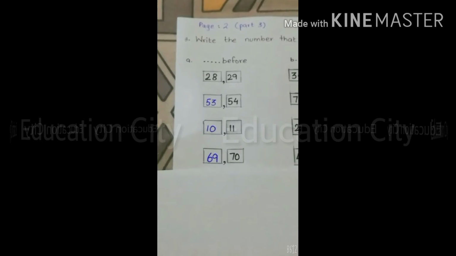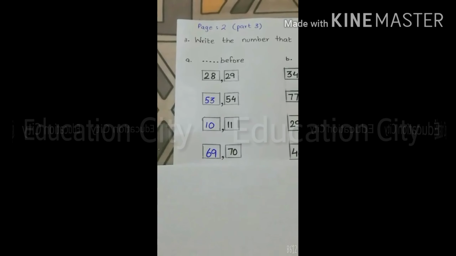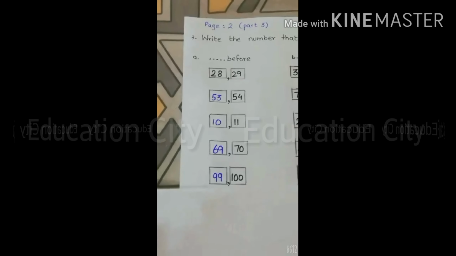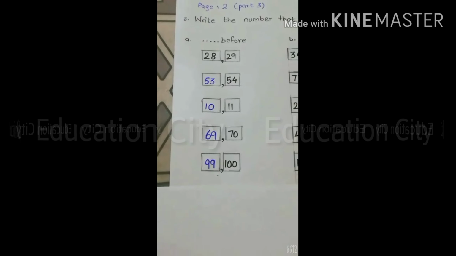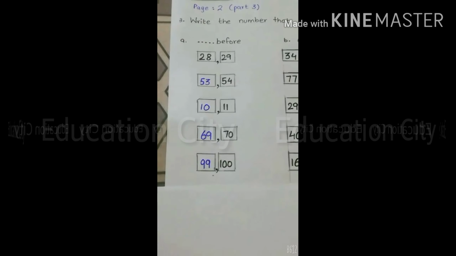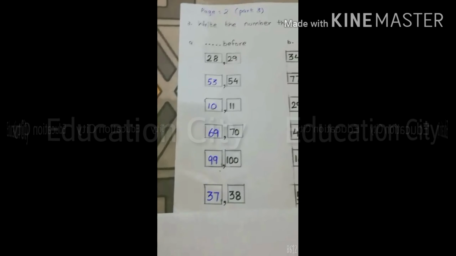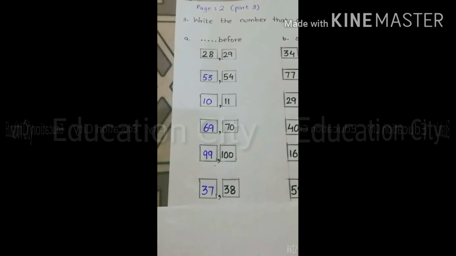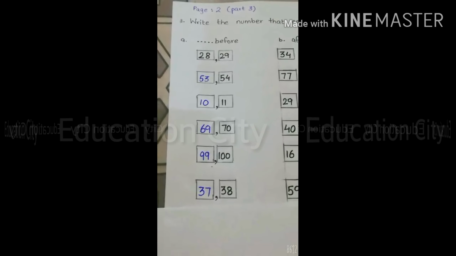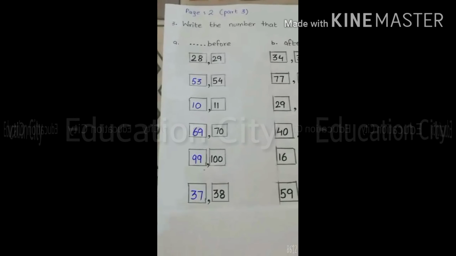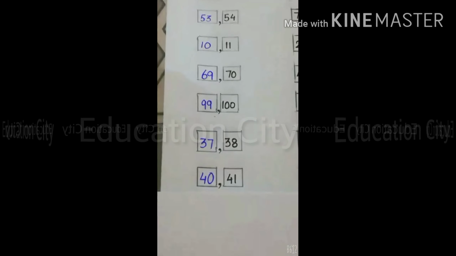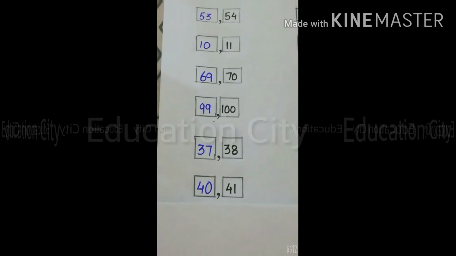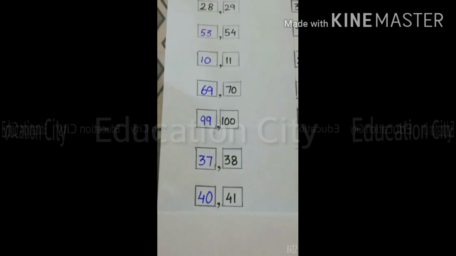70 ka before number hai 69. 69 is the before number of 70. Now move to the next part. 100 ka before number hai 99. 99 is the before number of 100. Okay, move to the next part. 38 ka before number hai 37. 37 is the before number of 38. Now move to the next part. 41 ka before number hai 40. 40 is a before number of 41.